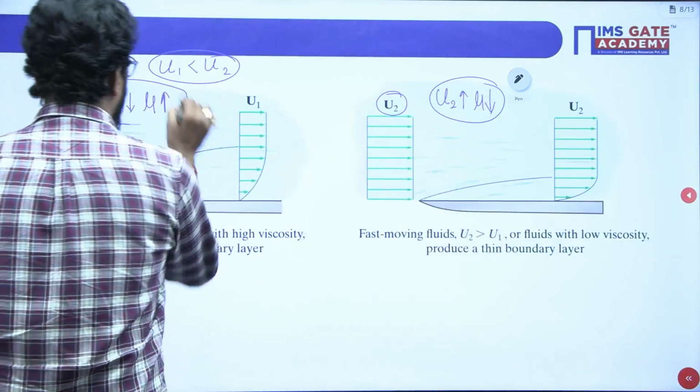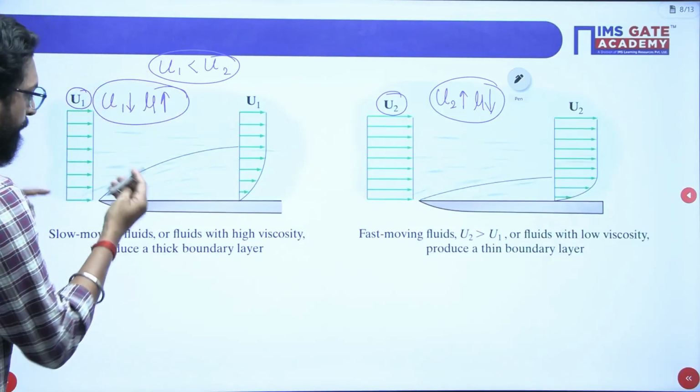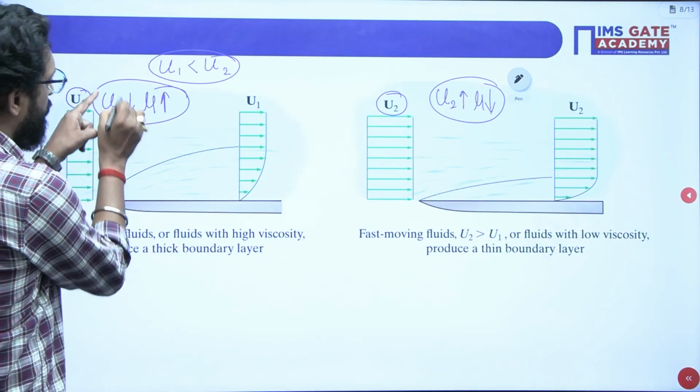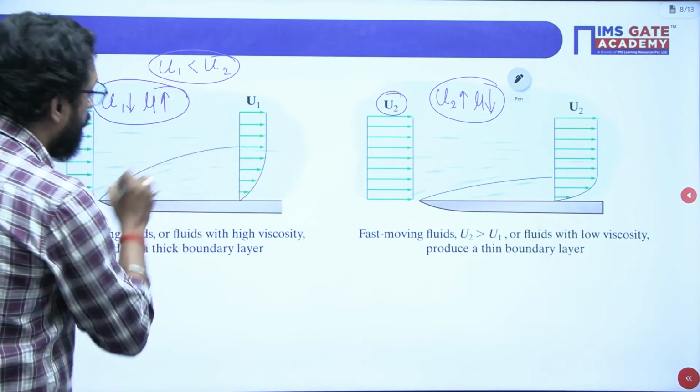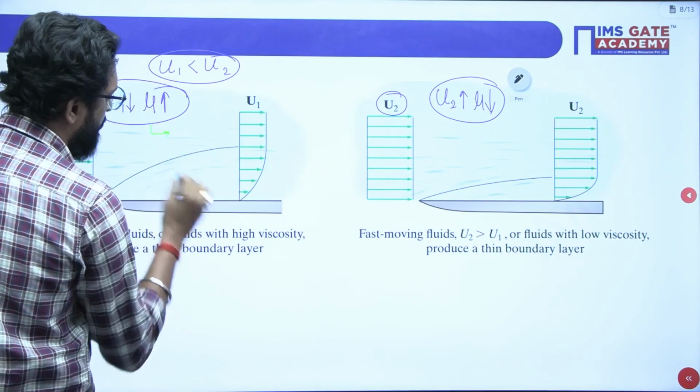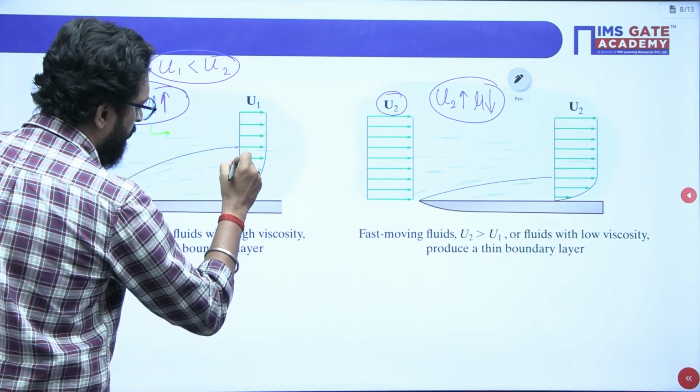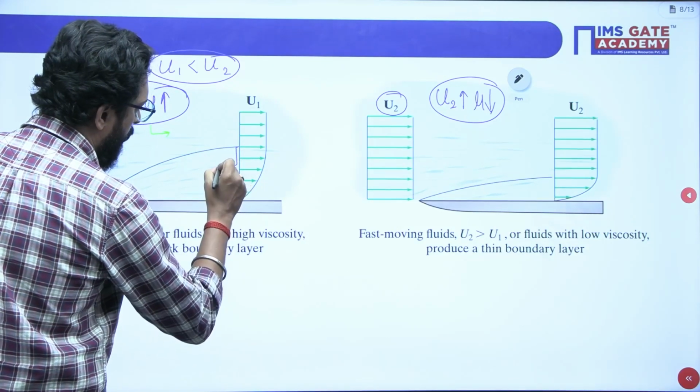Take this situation. What about the boundary layer? The boundary layer growth: if the velocity is low and viscosity is high, the growth of the boundary layer is high. That means what is the delta value? Let's suppose this is delta 1.